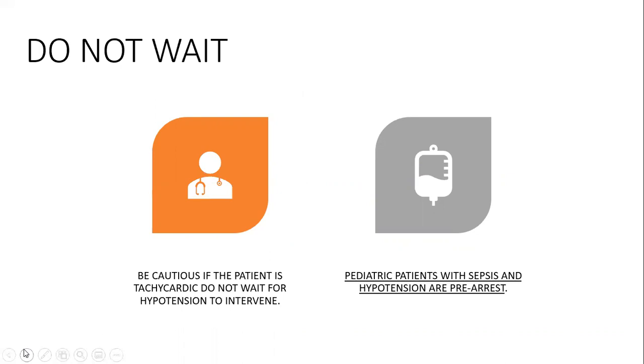Be cautious in these pediatric patients that you're going in, because if the patient is tachycardic, don't wait for them to become hypotensive to intervene with fluid boluses. Pediatric patients with sepsis and hypotension are pre-arrest patients. They are going to go bad, and they are going to go bad quick on you.